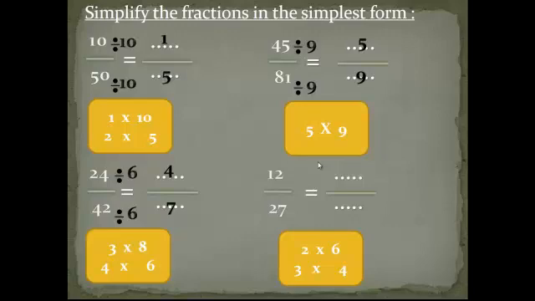Is there any number in table 4 equal to 27? No. Then we are going to choose 3. Is there any number in table 3 equal to 27? Yeah. So we are going to divide up by 3 and down by 3. 12 divided by 3 is 4, and 27 divided by 3 is 9.